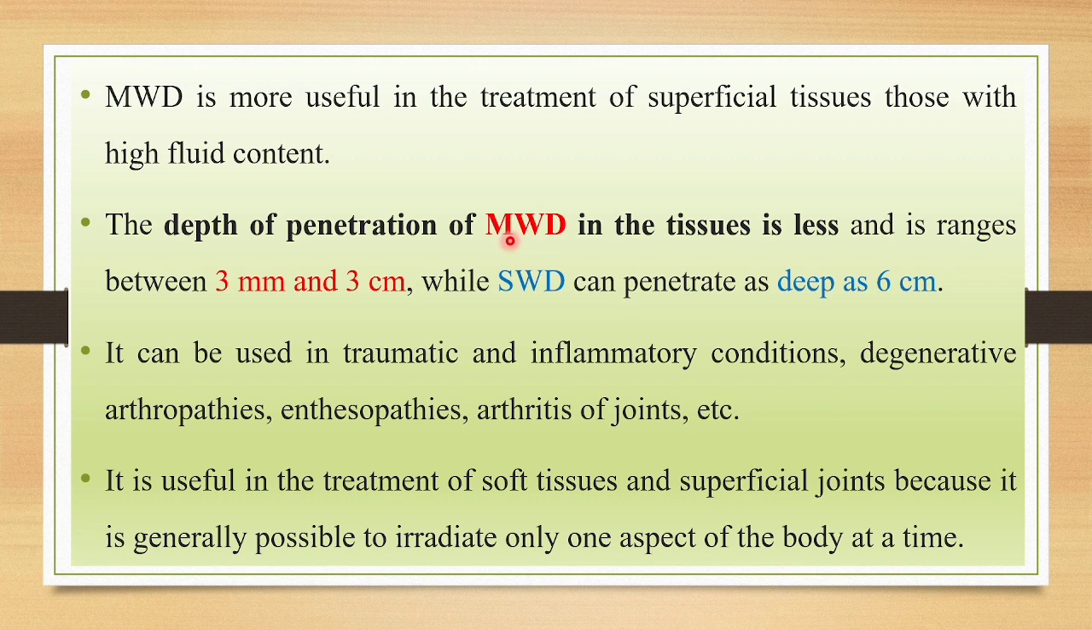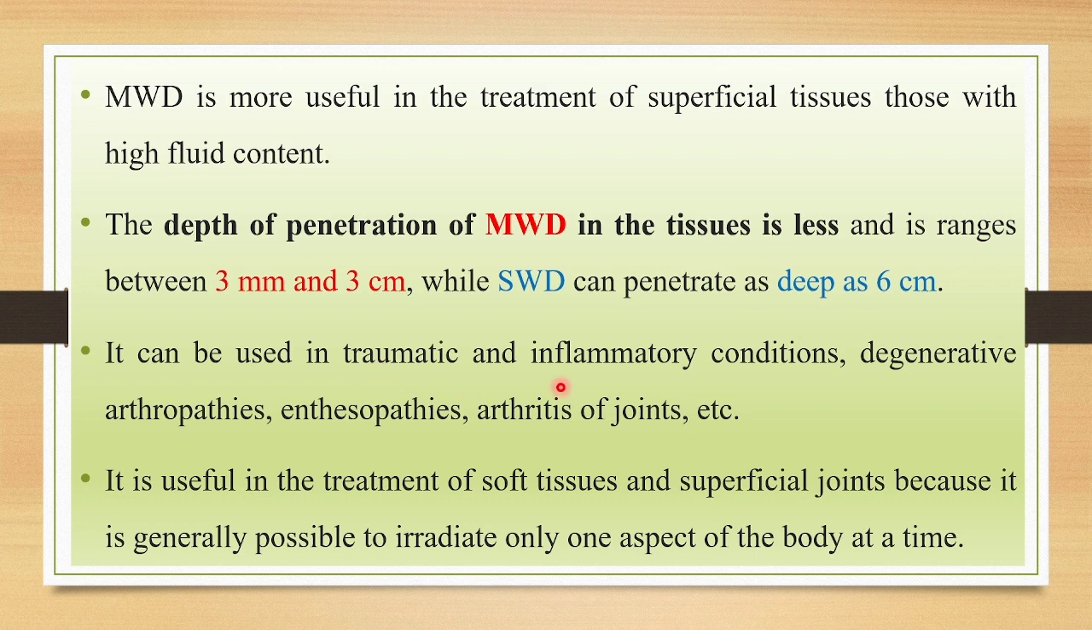The depth of penetration of microwave diathermy in the tissue is less, ranging between 3 mm and 3 centimeter, while shortwave can penetrate as deep as 6 centimeter. So comparing the penetrating depth of microwave diathermy with shortwave diathermy, microwave diathermy has less penetrating power, because it can penetrate only up to 3 centimeter, but shortwave diathermy can penetrate as deep as 6 centimeter. So shortwave has a higher penetrating capacity compared with microwave diathermy.